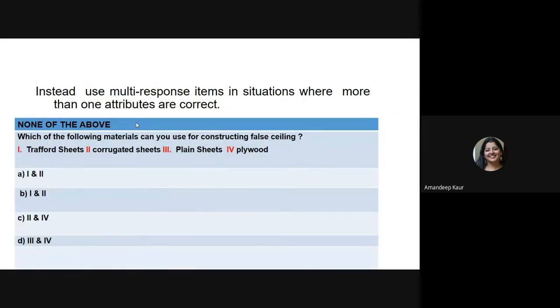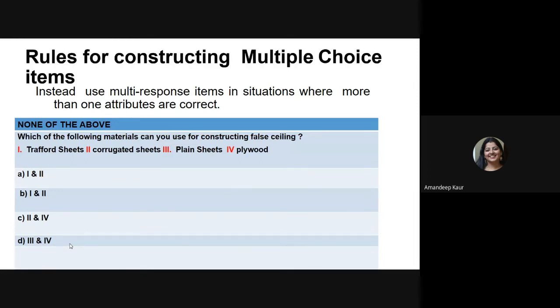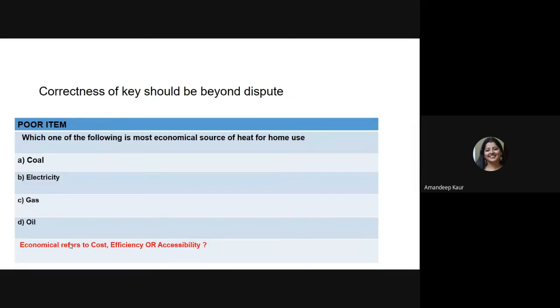Instead, use a multiple response item in a situation where more than one attribute is correct. So it may be 1 and 2, 2 and 3, 2 and 4, or 3 and 4. Rather than writing none of the above, we can make combinations and give those combinations as options for our students. So that can also be the variation.